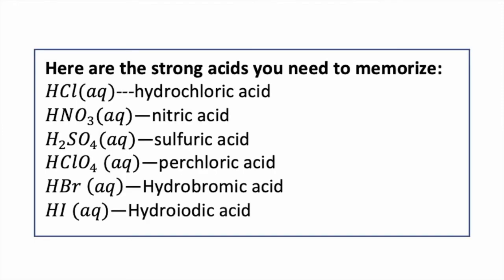There are only a few strong acids, and everything else is a weak acid. Here are the strong acids you need to memorize: hydrochloric acid, nitric acid, sulfuric acid, perchloric acid, hydrobromic acid, and hydroiodic acid.